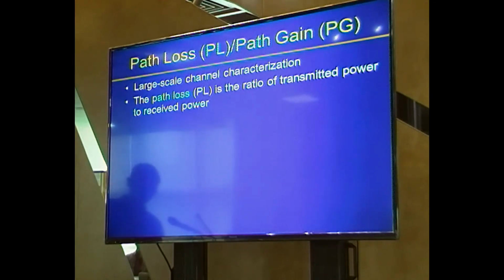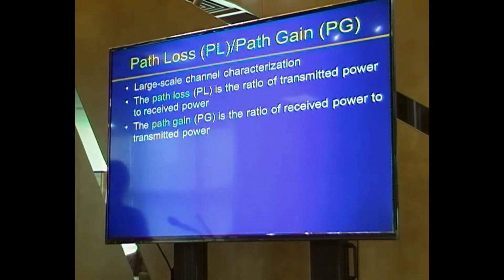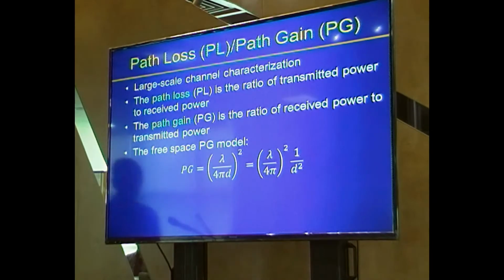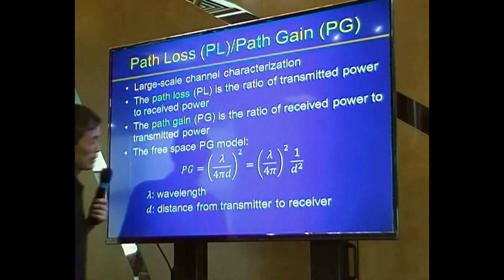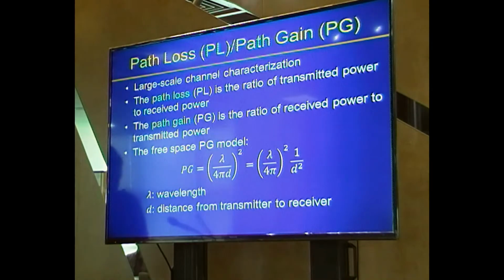So if path loss is greater than 0, which means that your gain is less than what you invested. The other one is the path gain. Loss and gain are just inverted, so we just invert the ratio. Now the received power over the transmitted power is the gain. That's a simple definition here. And the free space path gain model is just like that. Here we have two parameters, lambda and d. Lambda is the wavelength. The electromagnetic wave has some frequency, and then we can define a wavelength. And distance d here is from transmitter to receiver.